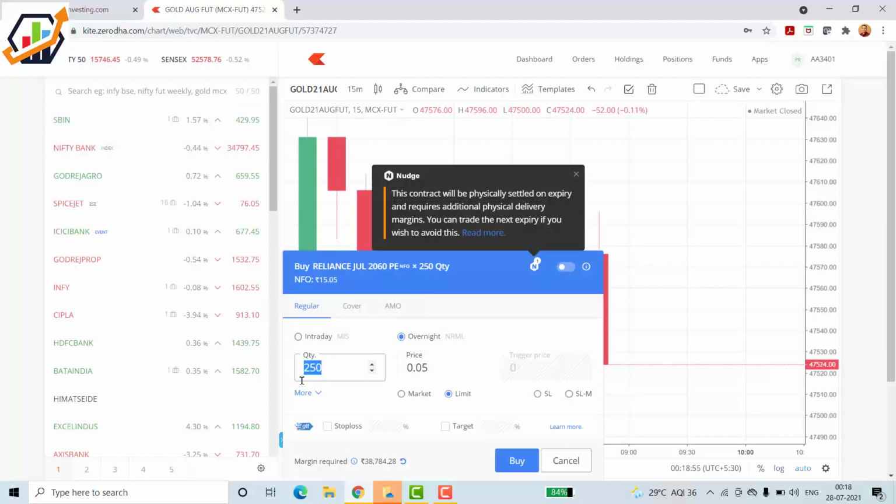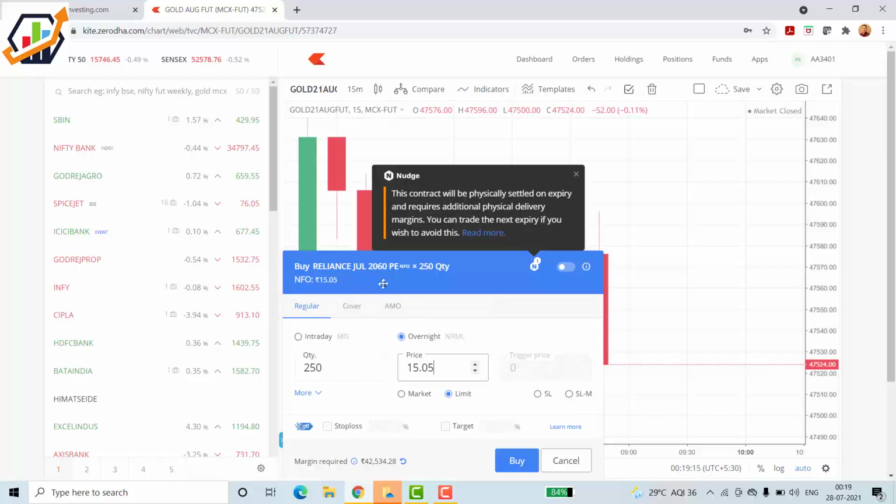Okay, and the lot size for Reliance is 250. All the shares will be having different lot sizes, and Reliance lot size is 250. You pay a premium of 15 rupees, right? And what you require would be around 42,000 for this particular put. So this is for a bearish view.